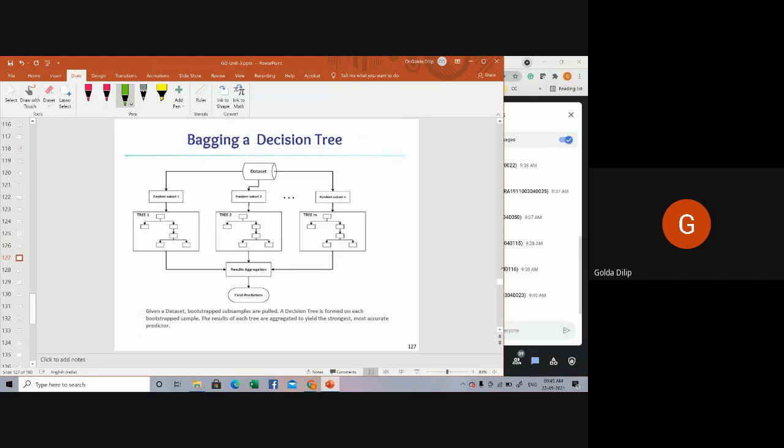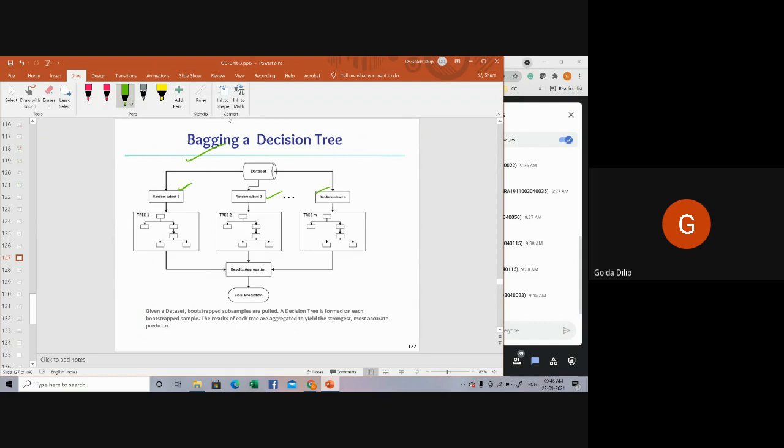So out here you can see here, this is bagging a decision tree. Do you know what is a decision tree? We learned about what is a decision tree, how to make a prediction, how to extract a rule, everything we have discussed. Okay, so you are given a sample data. Okay, so multiple bootstrapped subsamples are being pulled out. So you can see here, subset 1, subset 2, subset 3. This takes the form of a decision tree.